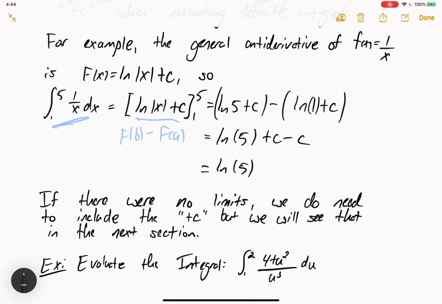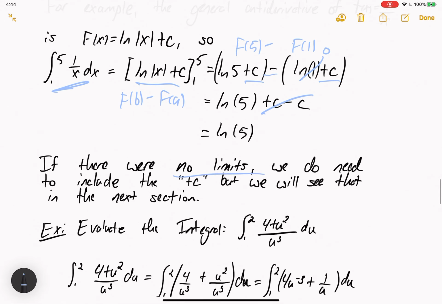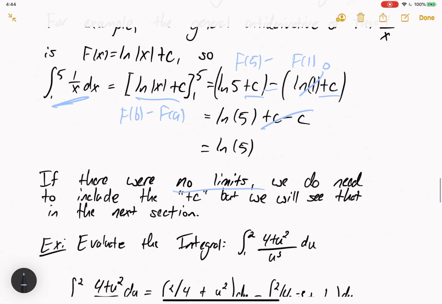So if we use plus c, we get ln of 5 plus c minus ln of 1 plus c, because this is F of 5 minus F of 1. We plug in 5, we get ln of 5 plus c, plug in 1, we get ln of 1 plus c, take their difference, and ln of 1 is just 0, so we get c minus c, which is 0, so we just get ln of 5. The c's cancel, so we don't really care about them. But if there were no limits, then we would have to include the plus c. We will talk about that in the next section.